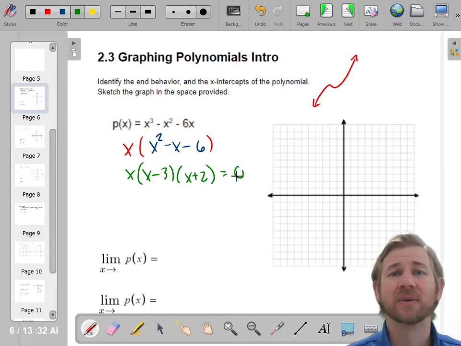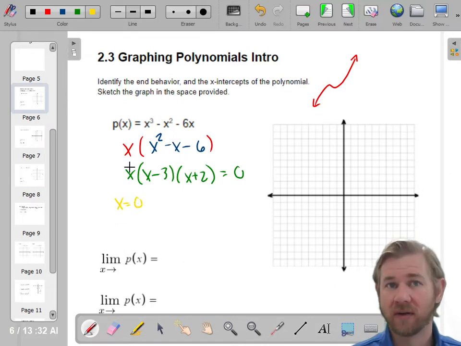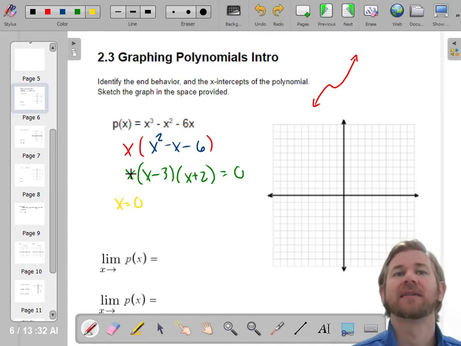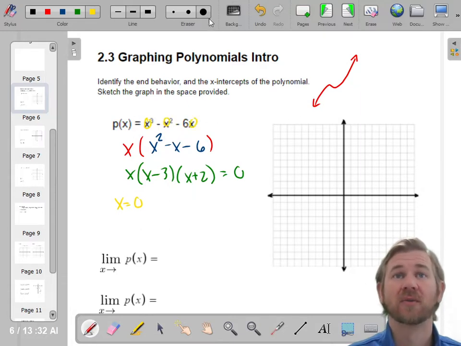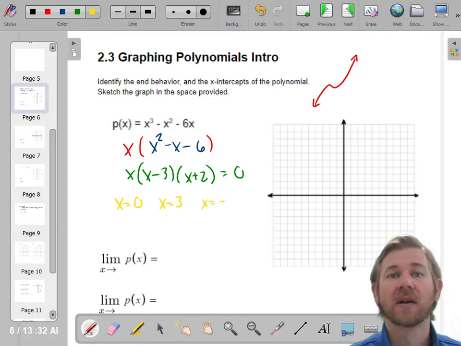I want to know where these equal 0. So the 3 x-intercepts would be at x equals 0, because if you set x equal to 0, then 0 times everything will be 0. Anytime you factor out a GCF of x, then 0 will be a zero. Again, if you plug in 0 in this, all of it goes away. So if you factor out an x, then 0 is a zero. The other ones would be at 3 or -2.